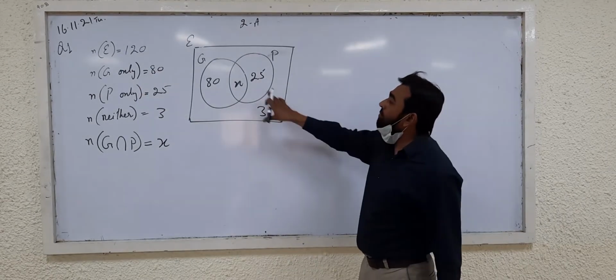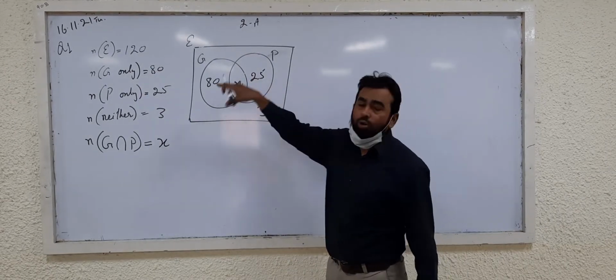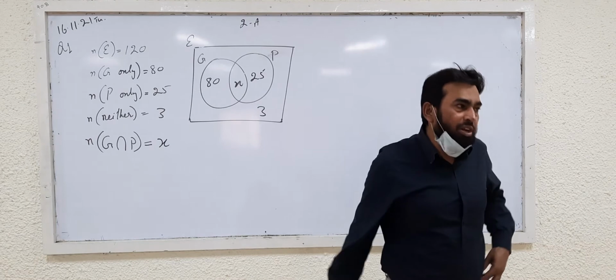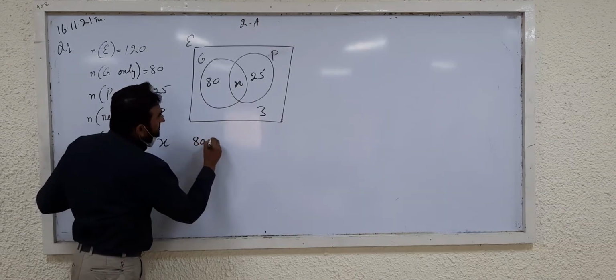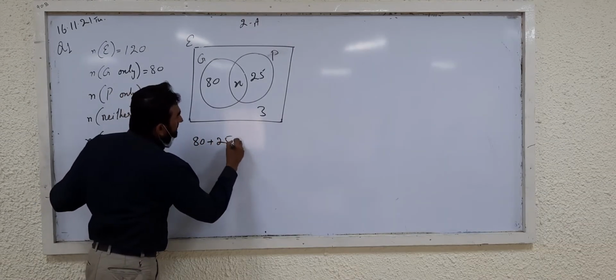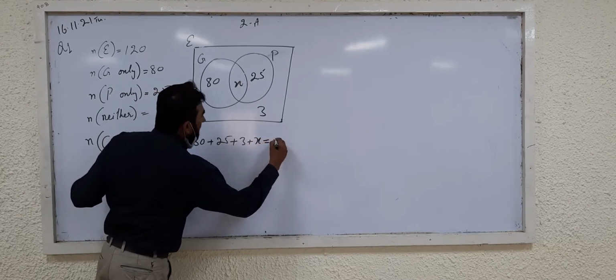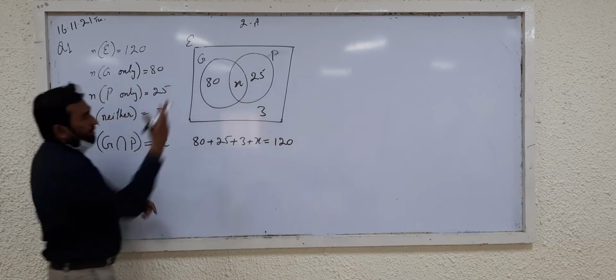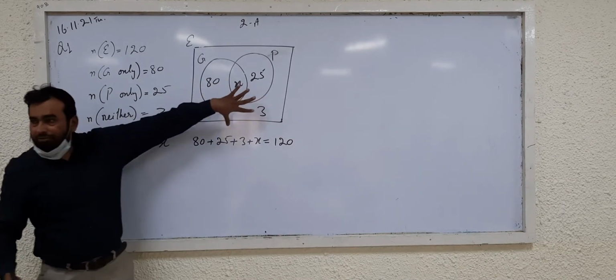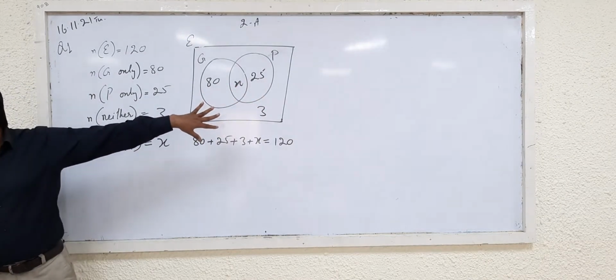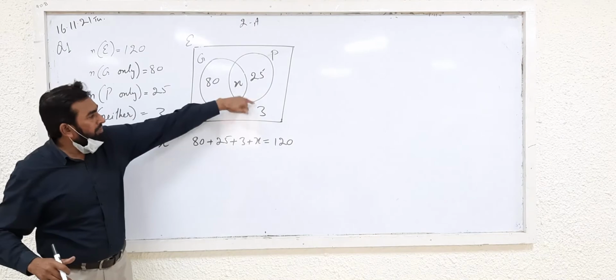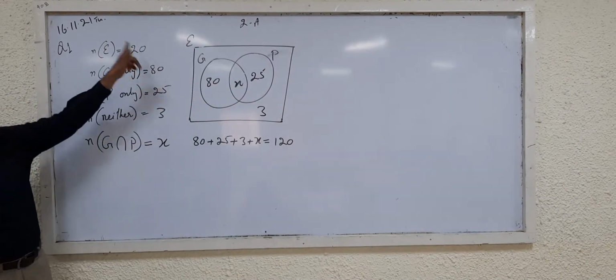Or leaving 3, you can add up these 3 to 117. It's up to you. 80 plus 25 plus 3 plus x is equal to 120, because all the members of each and every area are joining to make 120, not more than that.